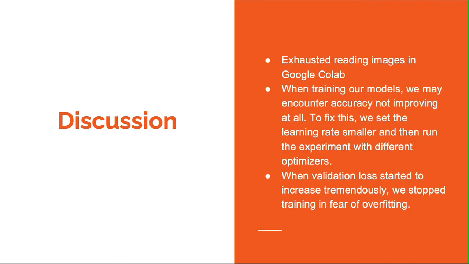We found that using Google Colab to read images performed poorly, so we spent lots of time reading images. When training our models, the accuracy may not improve at all at some point. To fix this, we set the learning rate smaller and then ran the experiment with different optimizers. When validation loss started to increase tremendously, we stopped training in fear of overfitting.